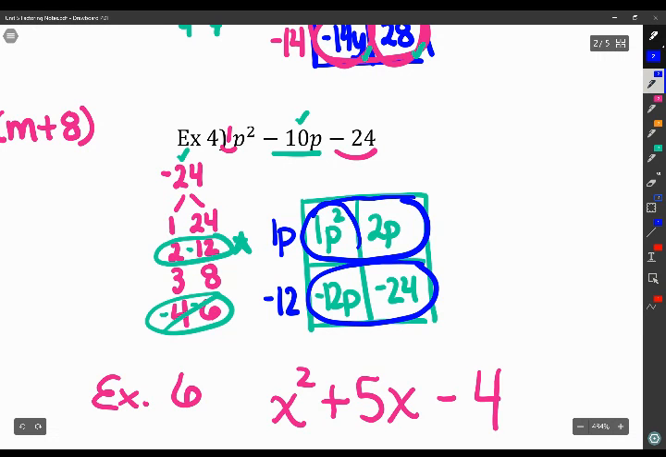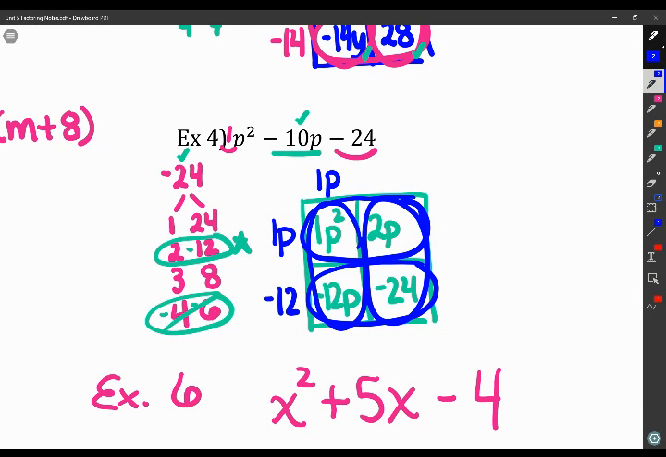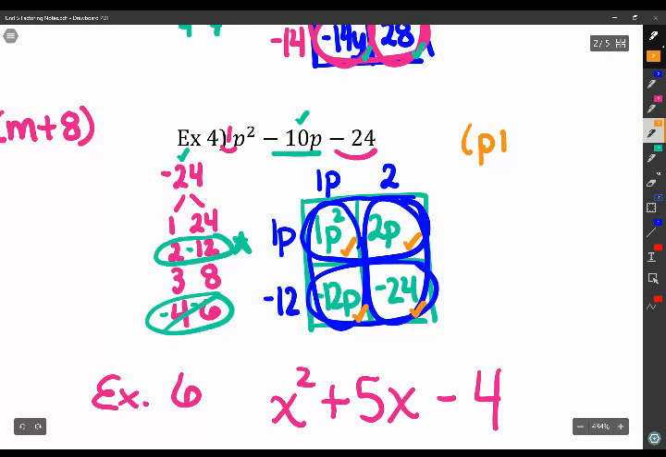Going the other way, 1p and negative 12, we take a 1p out, and then 2p and negative 24. 2 is your smaller number. Does it divide into negative 24 evenly? It does, so we write it down, and then we check it. 1p times 1p is 1p squared. 1p times 2 is 2p. Negative 12 times p is negative 12p, and negative 12 times 2 is negative 24. So we just do distributive property, or we're just checking it as if we're multiplying. Everything checks out, so my answer is going to be p plus 2 and p minus 12.